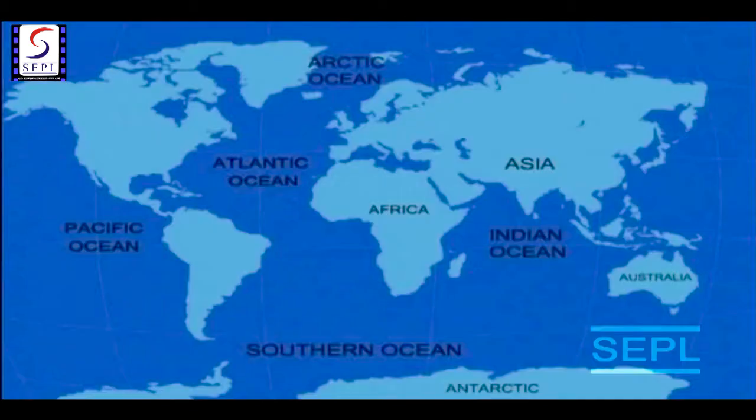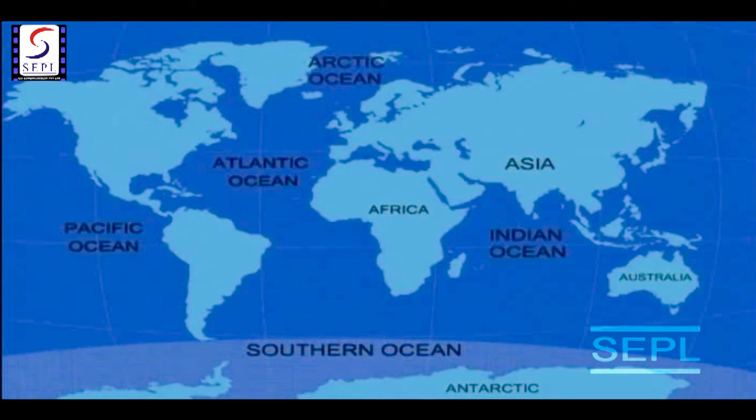Southern Ocean. The Southern Ocean extends from the coast of Antarctica north to 60 degrees south latitude. The Southern Ocean is now the fourth largest of the world's 5 oceans, after the Pacific Ocean, the Atlantic Ocean, and the Indian Ocean, but larger than the Arctic Ocean. It includes the Amundsen Sea, the Bellingshausen Sea, and the Ross Sea.